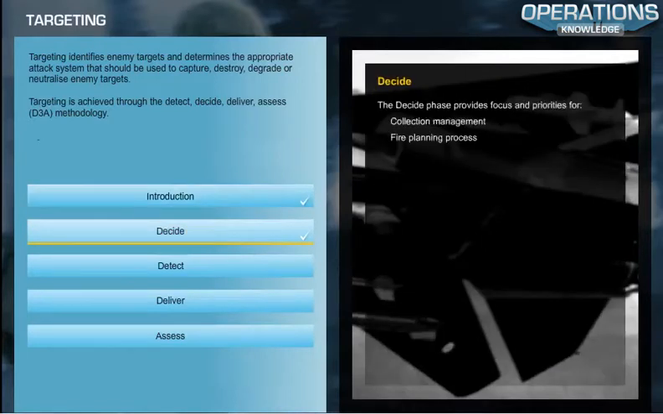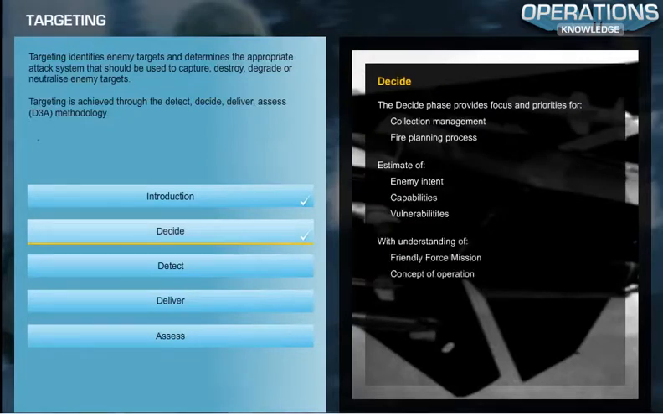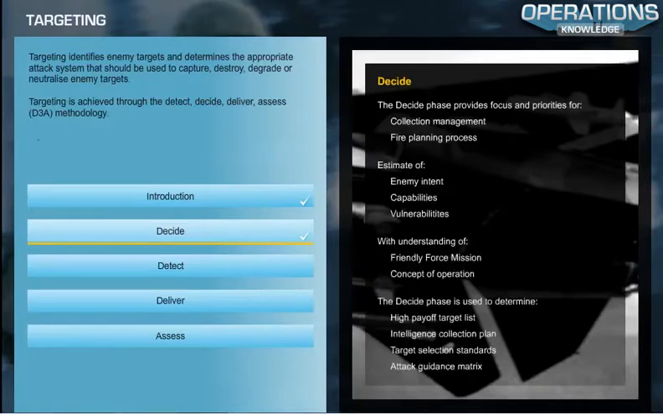The Decide phase provides the focus and priorities for the collection management and fire planning process. It employs an estimate of enemy intent, capabilities, and vulnerabilities in conjunction with an understanding of the friendly force mission and concept of operation. This phase is used to determine what high payoff targets to look for, when and where they are likely to appear on the battlefield, who can locate them, and how the target should be attacked.